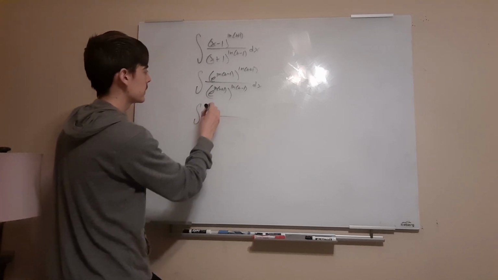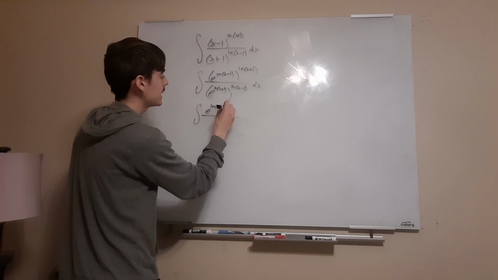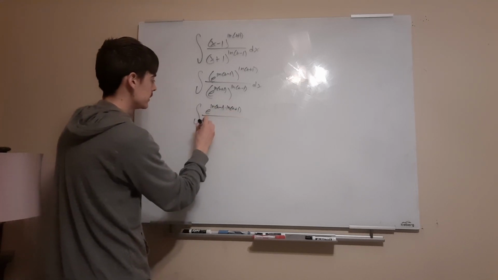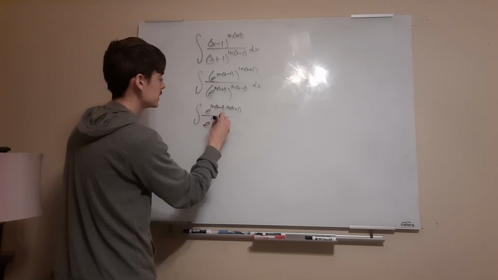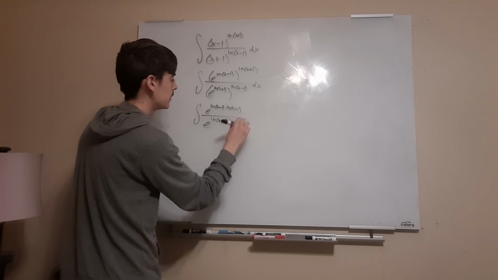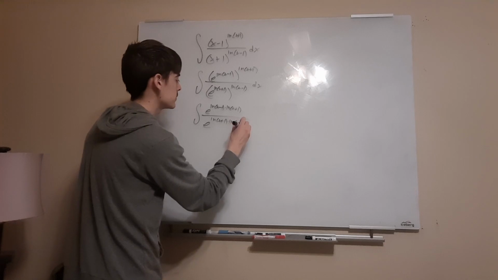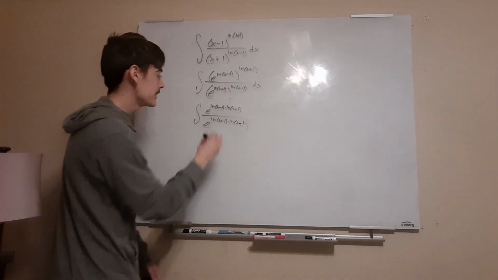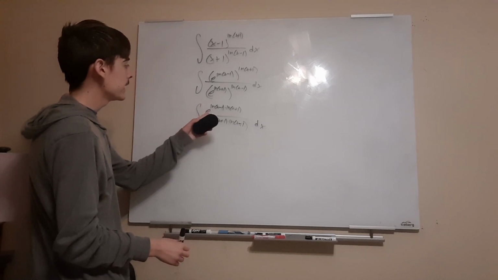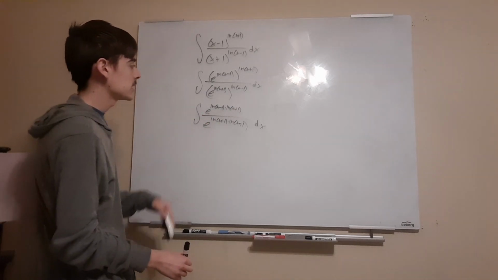So using that formula, we're going to rewrite this as e to the ln of x minus 1 times ln of x plus 1. Denominator, really similar, e to the ln of x plus 1 times ln of x minus 1. We're going to be left with the integral of e to the ln x minus 1 times ln x plus 1 over e to the ln x plus 1 times ln x minus 1.